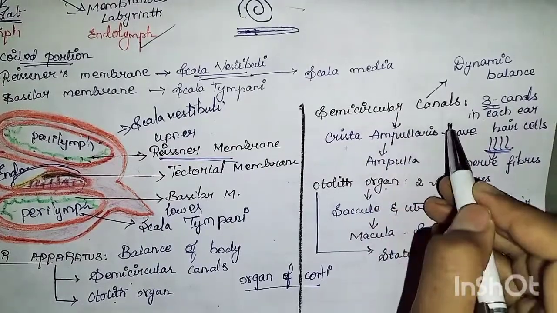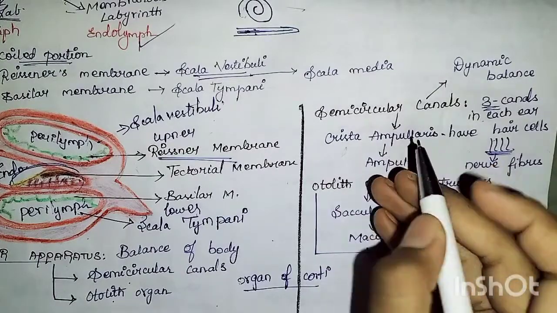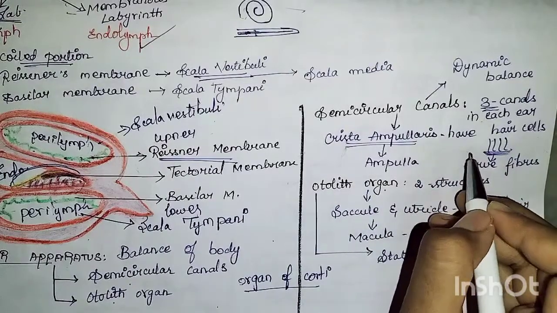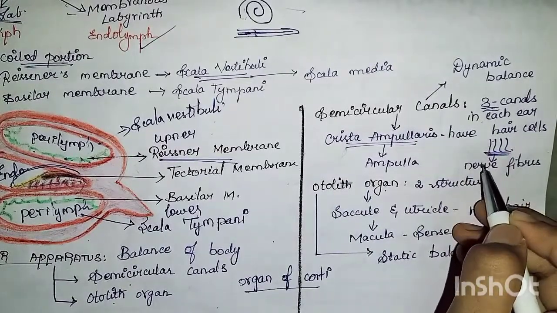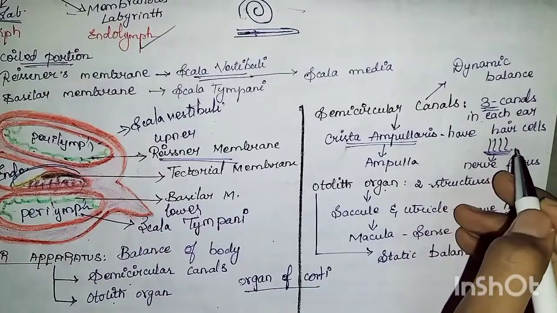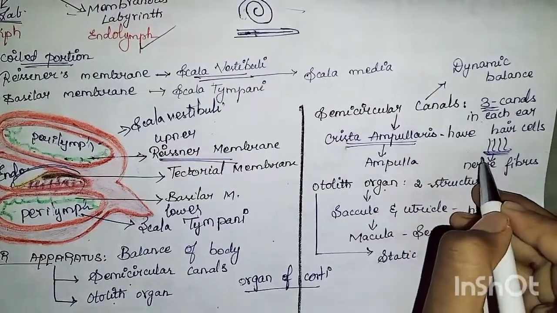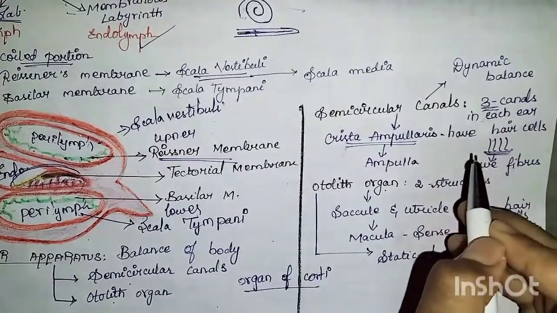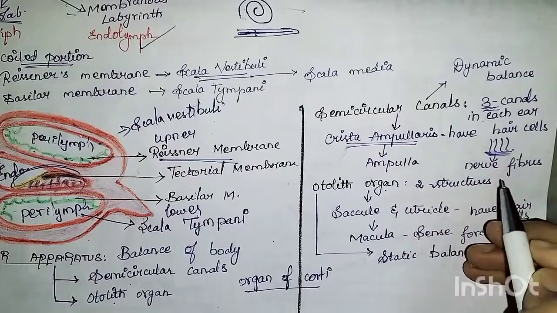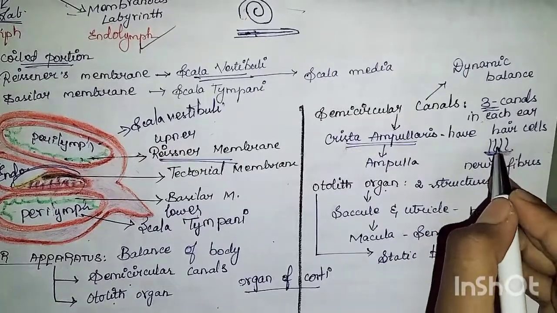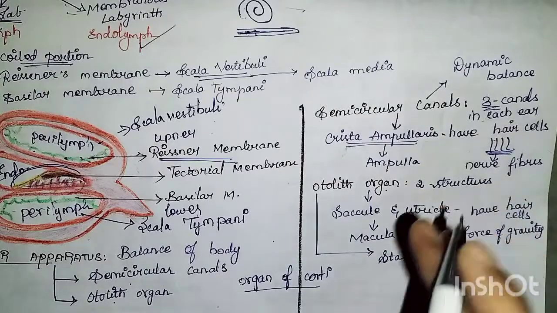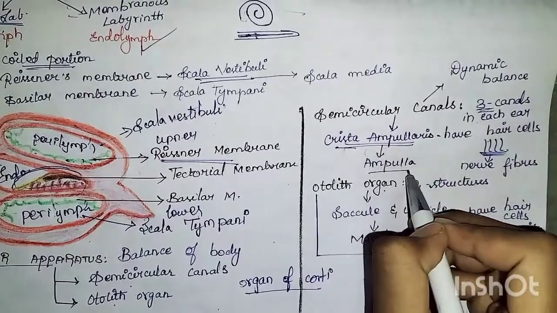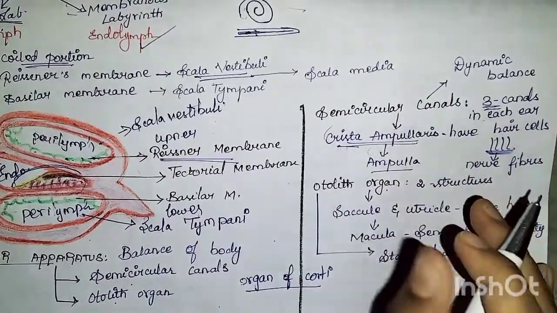So these canals have certain projections. Okay, what are these projections? Crista ampullaris. Crista ampullaris has hair cells. I'll show you the image. This crista ampullaris is a specialized projection of these canals. They have hair cells which respond to the change in gravity. Clear? So crista and ampulla together form crista ampullaris.